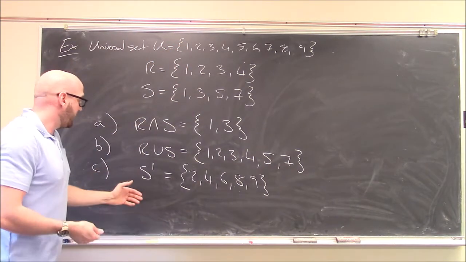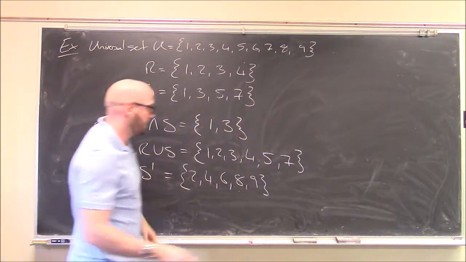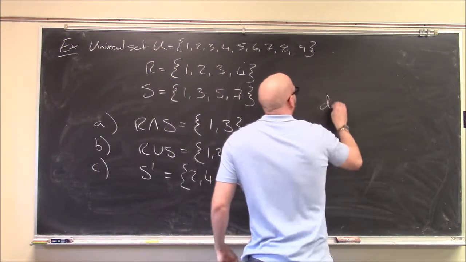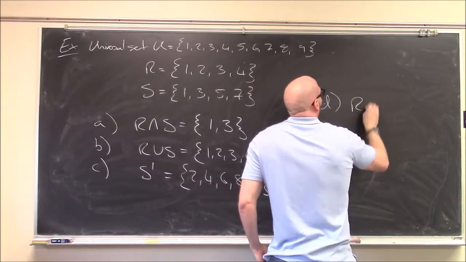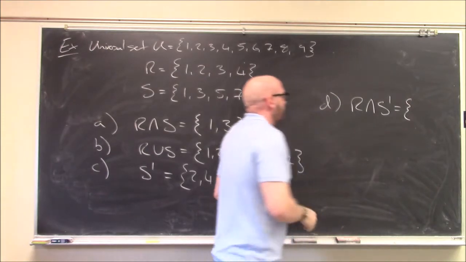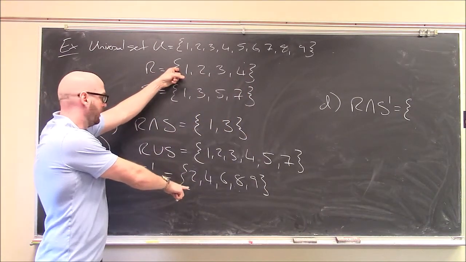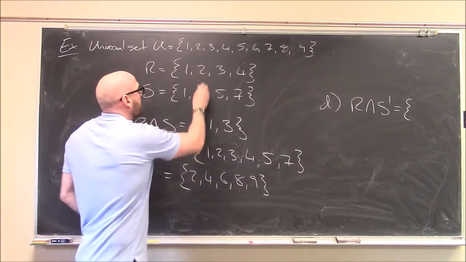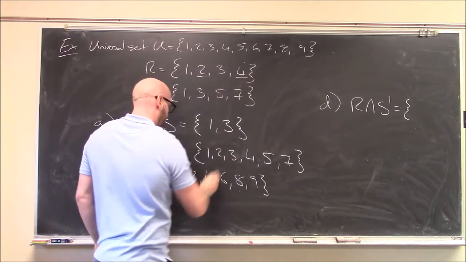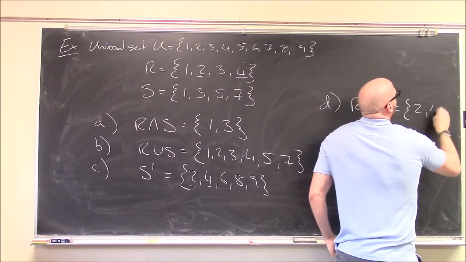And then you can do more stuff, like you could take the intersection of any set with S complement if you want. We could do, for example, R intersect S complement. So that's everything that's in R and in S complement. And we've got 2 is in both of them and 4 is in both of them. So this would be the set consisting of 2 and 4.